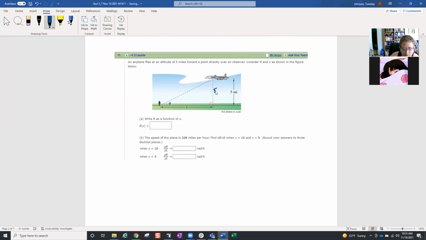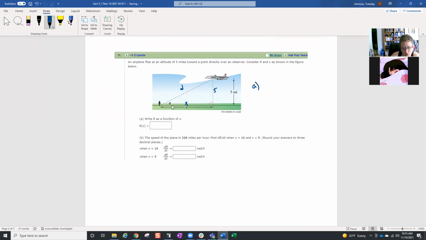So I'm going to call this 5. I'm going to put it right here. I'm going to put the x right here. I know it's right there, just because it's easier for me. I'm going to call this the distance between the observer and the plane. An airplane flies at an altitude of 5 miles at a point directly over an observer. Consider theta and x as shown in the figure below. Write theta as a function of x.